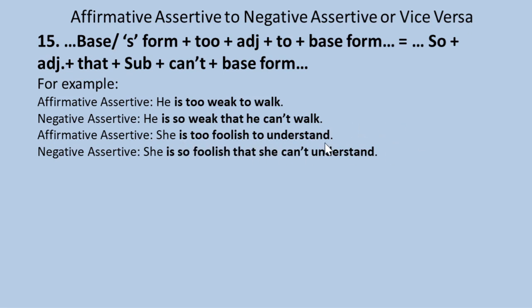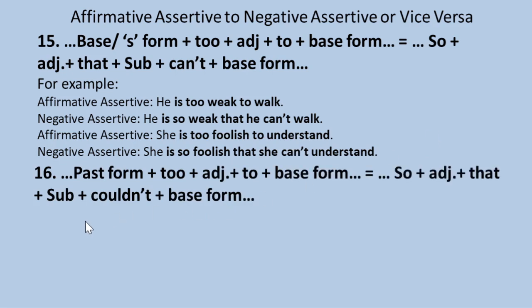She is too foolish to understand, here it is present indefinite, so we have to use can't base form for that. So we can write she is too foolish to understand, we can write she is so foolish that she can't understand. Here to is replaced with so, foolish is the adjective, and to is replaced with that, then subject can't base form, understand.